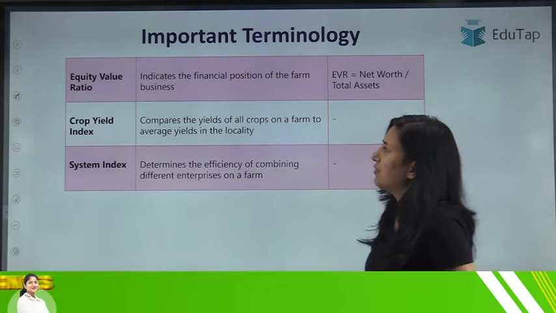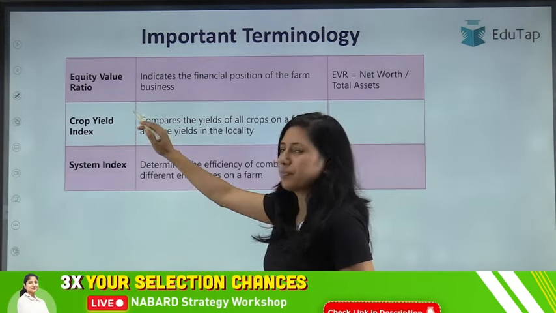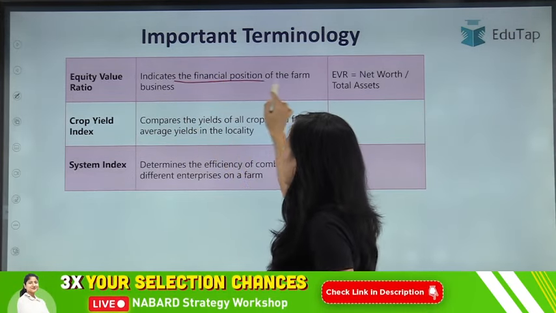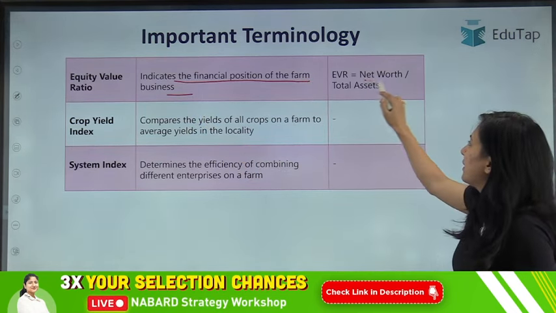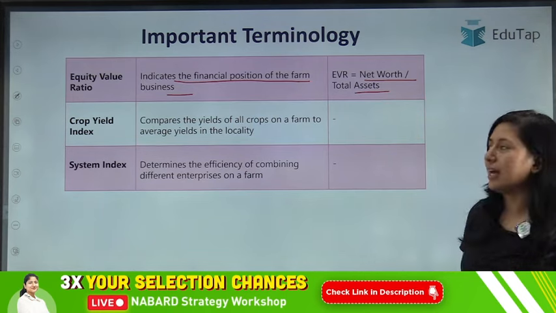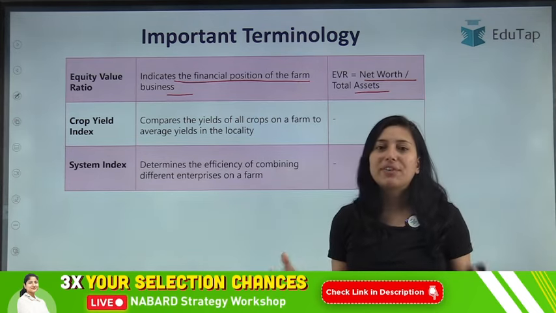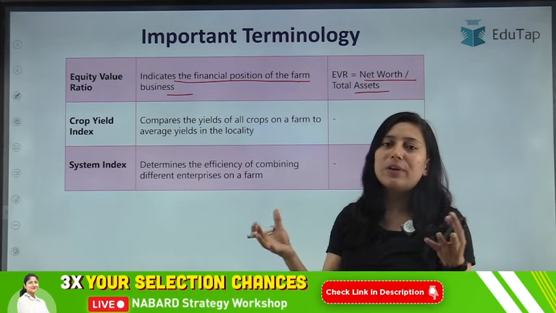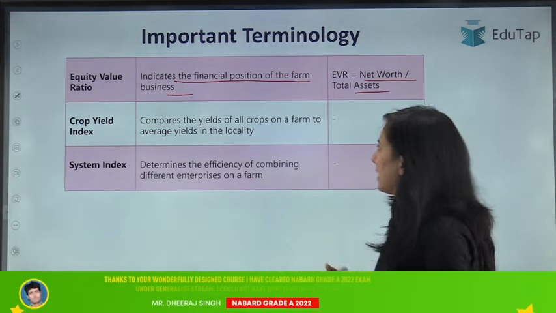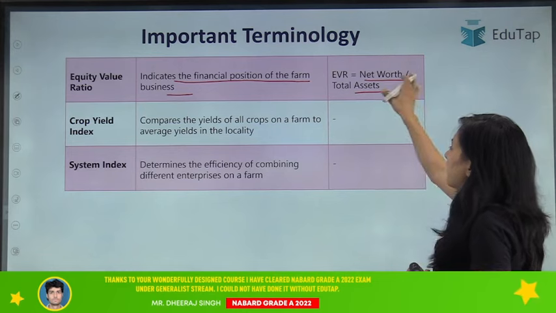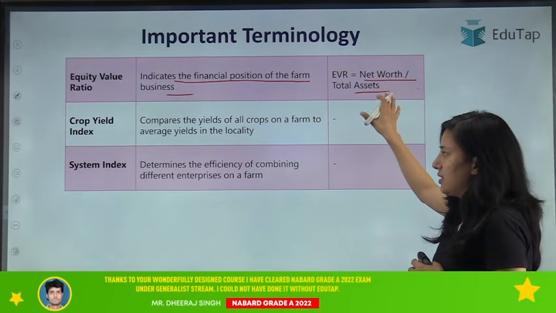Moving on to the next, we have the equity value ratio. What is this? It indicates the financial position of the farm business. So equity value ratio is basically your net worth upon total assets. Okay, what is the equity value of a particular farm? What is the net worth of that particular farm? And that is calculated by net worth upon total assets.